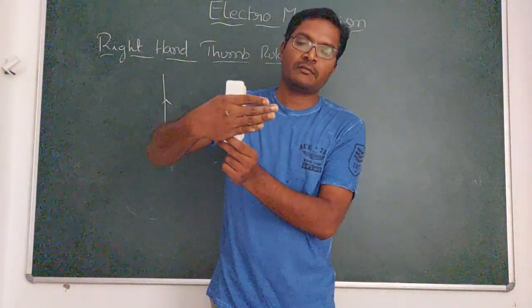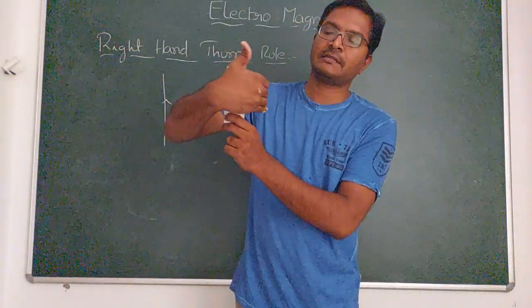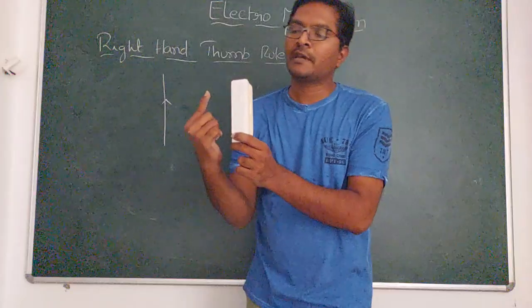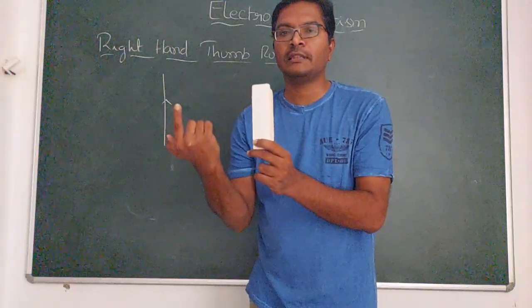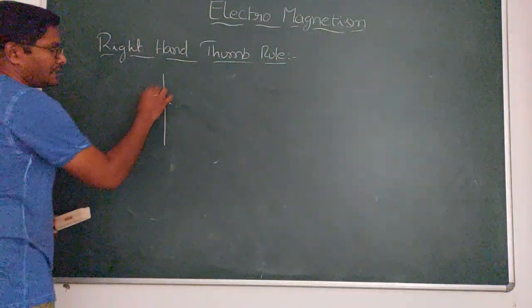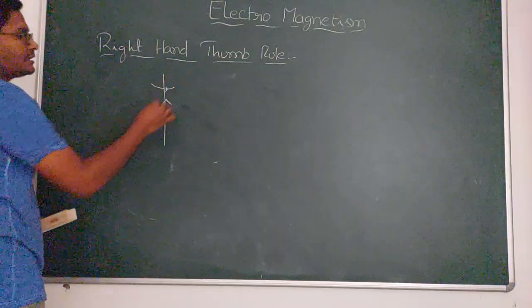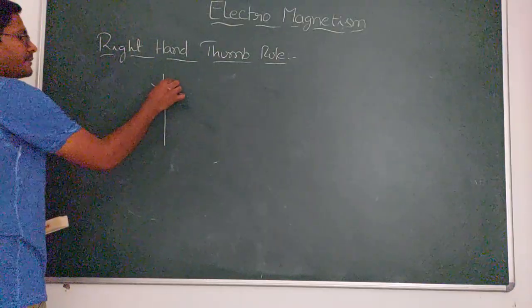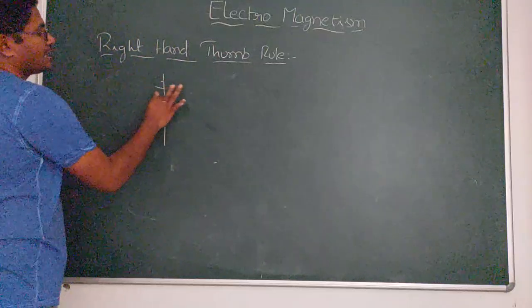Now the fingers are closing here. So fingers are closing here. At the back of the conductor, they are moving like this. The front of the conductor lines are moving in this direction. The back of the conductor lines are moving in this direction. So that means the field lines at the front of the conductor move in this direction, and the back of the conductor, I am showing with the dotted lines.